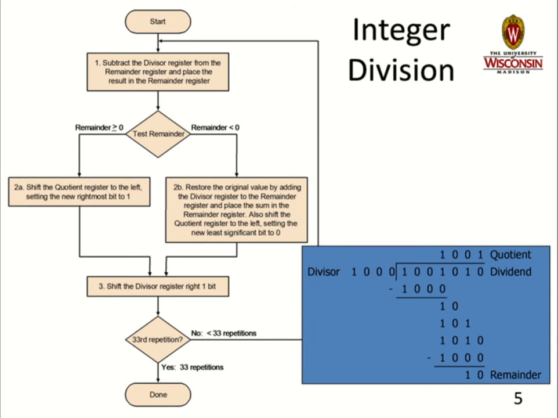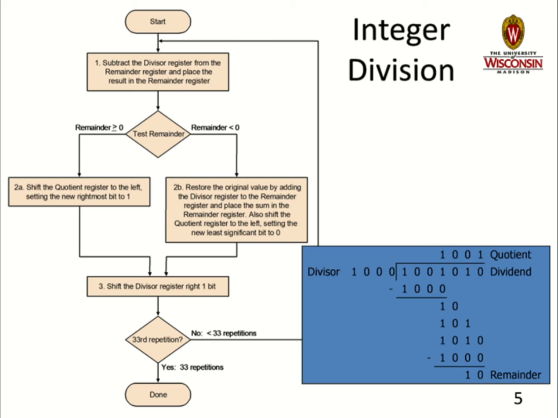Here's a flow chart that walks us through the process for integer division. Just for your reference, I'm leaving the example from the earlier slide in the bottom right here. So the first thing that we do when we do integer division is we test the remainder. We test to see if it's greater than or equal to 0 or less than 0. And depending on that test, we will either just shift the quotient register to the left and set the new rightmost bit to a 1. In that case, we knew that the divisor fit into the remainder. Or, the right-hand path, we restore the original value and then move on.